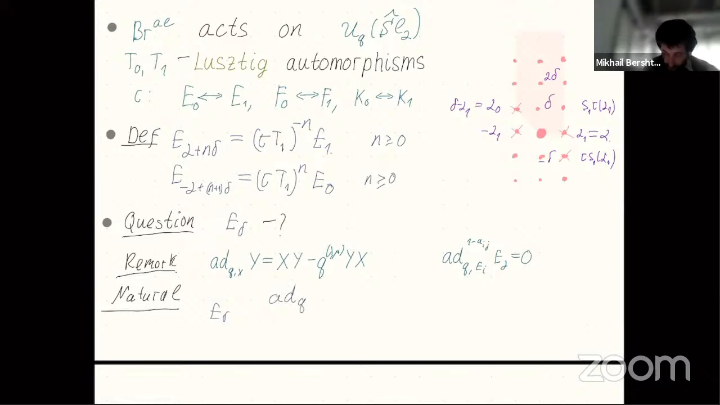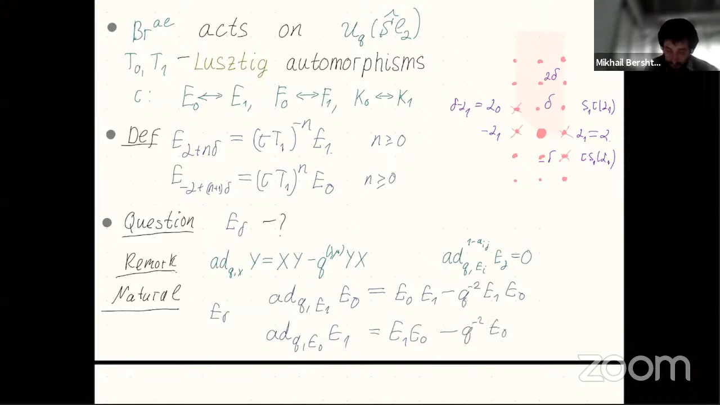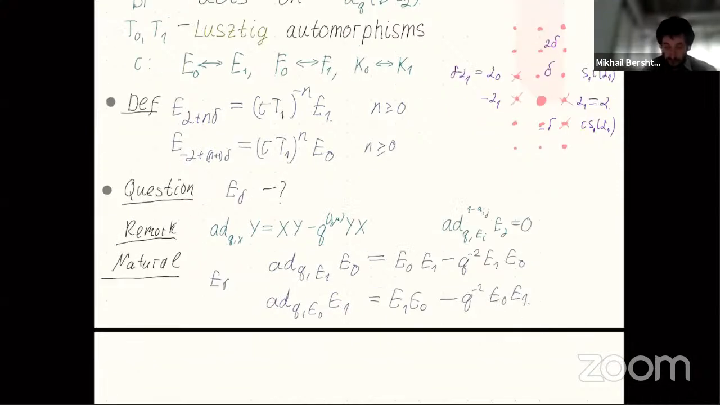And this will be what? It will be E0 E1 minus Q to the power of the scalar product of the corresponding roots, it will be Q minus 2. But we don't know, in principle, it could be opposite. It could be ad Q E0 applied to E1. And by the same formula, it will be E1 E0 minus Q minus 2 E0 E1. So the question is how to pick one.